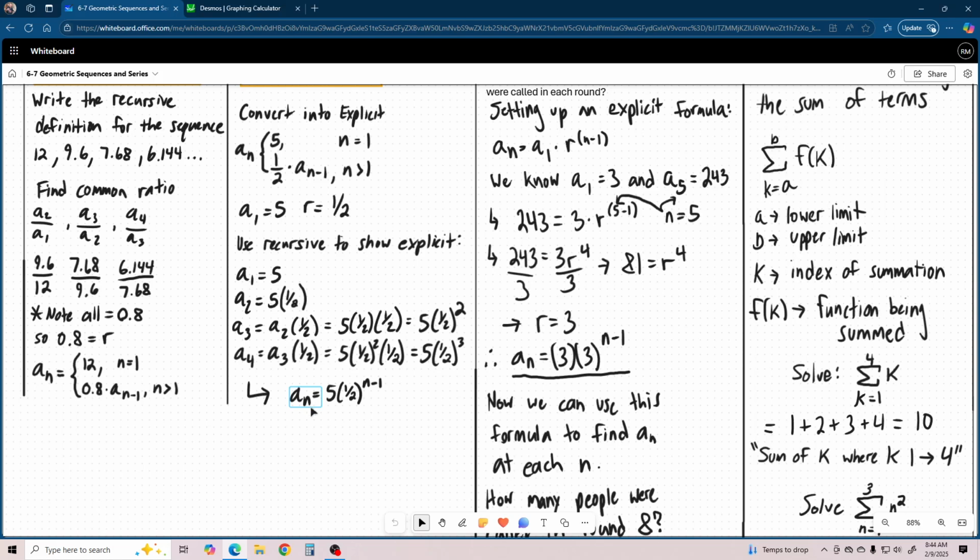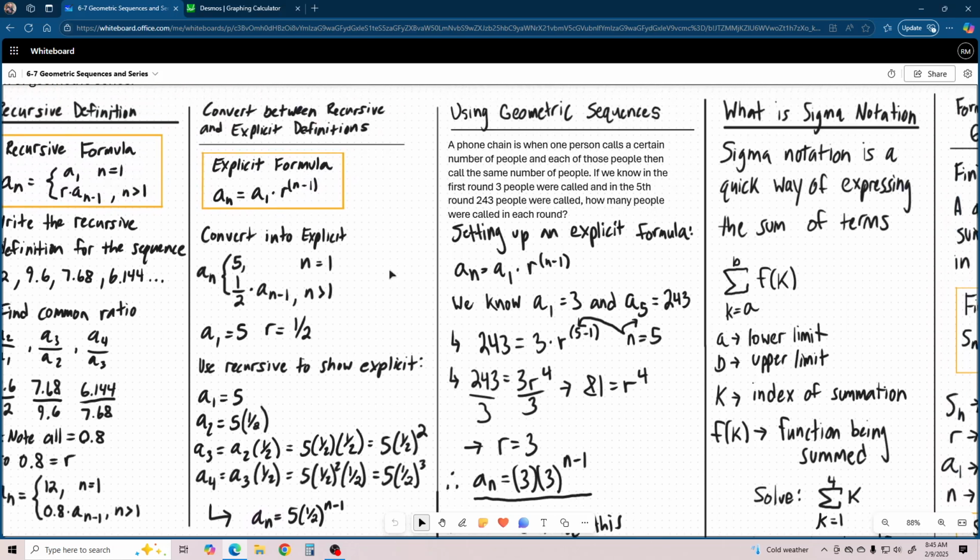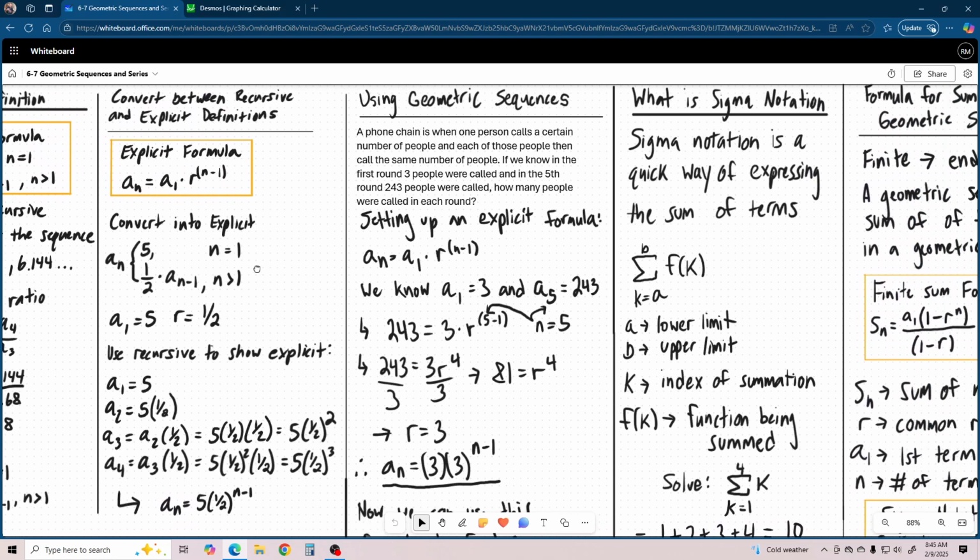So in other words, if we're looking for the fifth term, what this is going to be is 5 times 1/2 to the 5 minus 1, which is 4. So we're going to do 5 times 1/2 to the fourth. And that would give us our fifth term. All we'd have to do is multiply that out. We'd know exactly what our fifth term is. Okay? All right. So let's use the geometric series here.